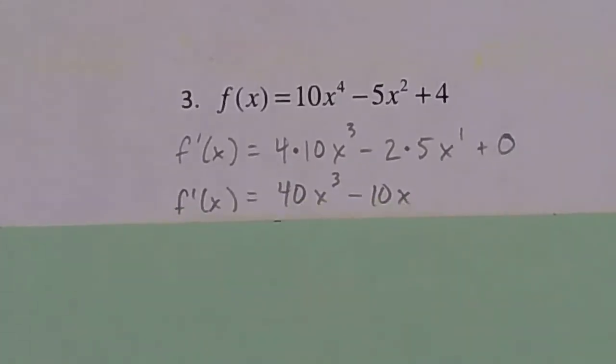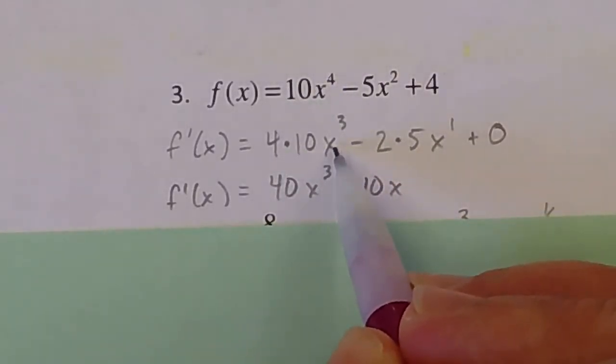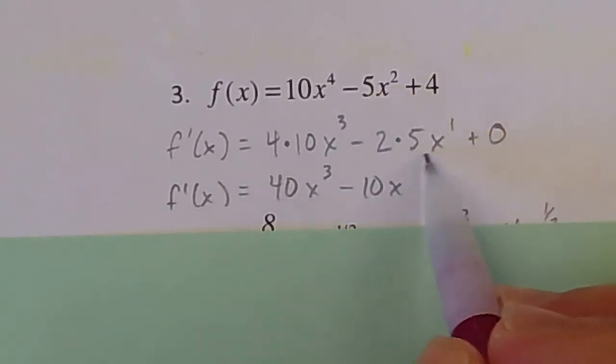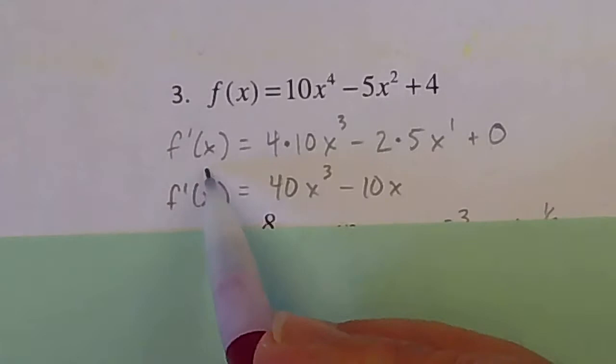All right, here's your feedback on 3. So we got the 4 comes out front times the 10, reduce it down to x to the third. 2 times the 5, reduce it down to x to the first, and then we got the constant rule, 0. So here's the final answer for number 3.